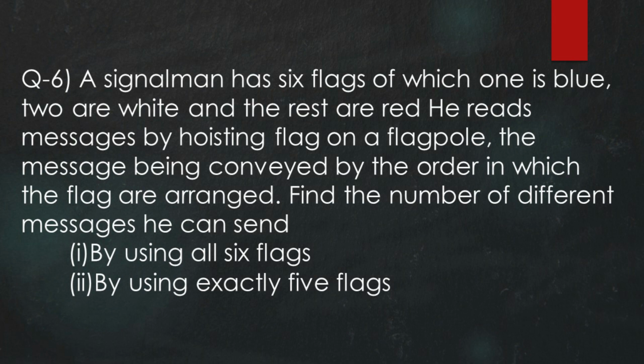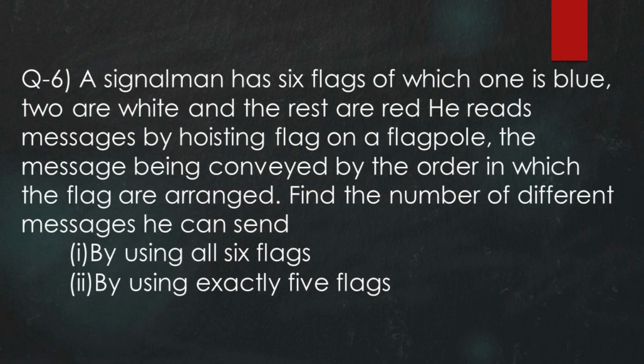A signalman has 6 flags, of which 1 is blue, 2 are white and the rest are red. He sends a message by hoisting flags on a flagpole, the message being conveyed by the order in which the flags are arranged. What is the number of different messages he can send by using all 6 flags, and by using exactly 5 flags, right? So we have 6 flags now, and the colors are also given, right?